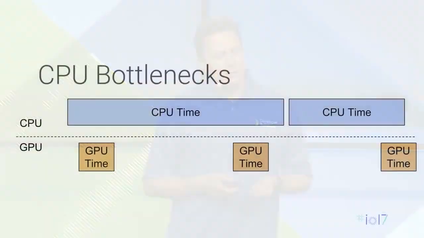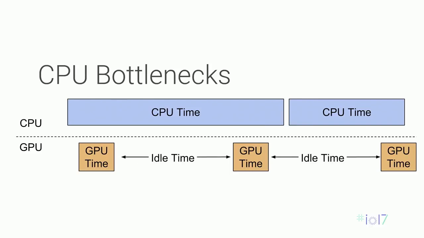So let's look at some of the issues that can cause slow performance. CPU activity can be the cause of slow performance. A CPU bottleneck is when the CPU can't keep up with the GPU. This means that the GPU is idle, waiting for commands to be sent to it. This breaks the parallelism between the CPU and the GPU, which makes it less efficient.